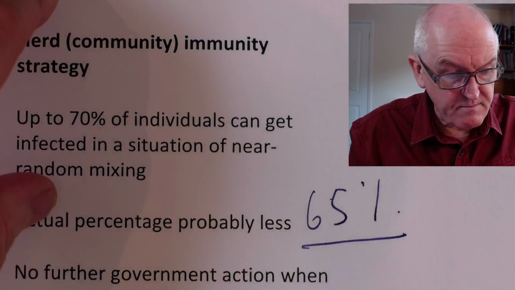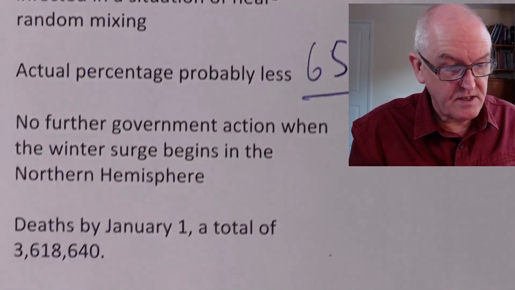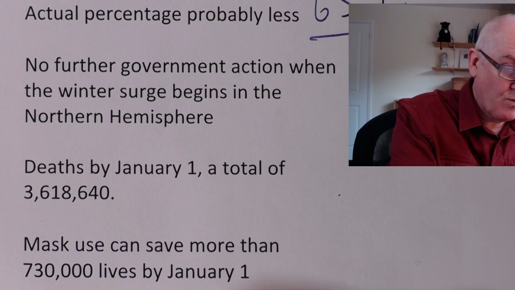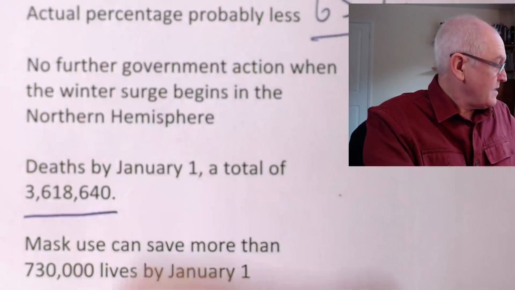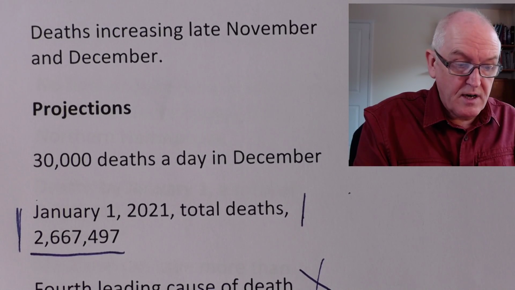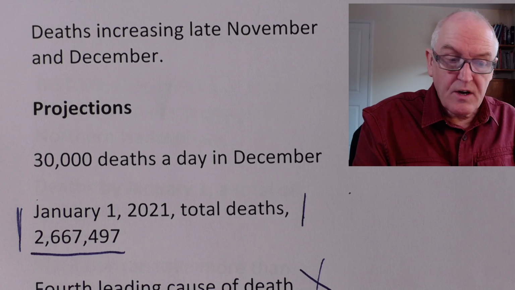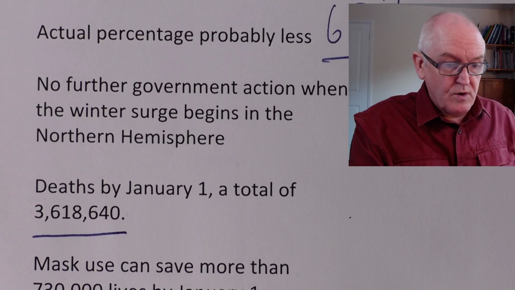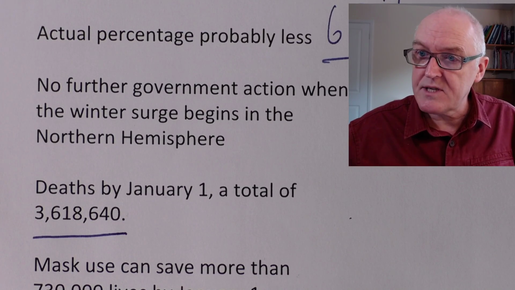Now, if there's no further government action when the winter surge begins in the Northern Hemisphere, deaths by the 1st of January are predicted to reach well over 3.5 million. Whereas if we just carry on as we are, we're looking at just over 2.5 million. So the interventions being taken by governments around the world are potentially saving 1 million lives between now and the 1st of January.